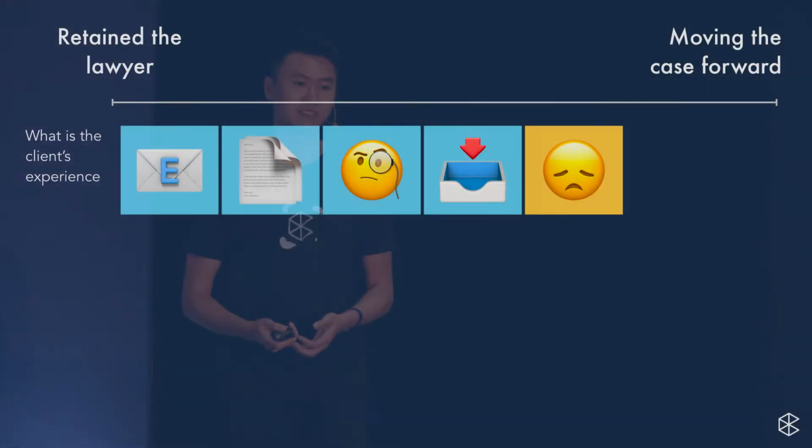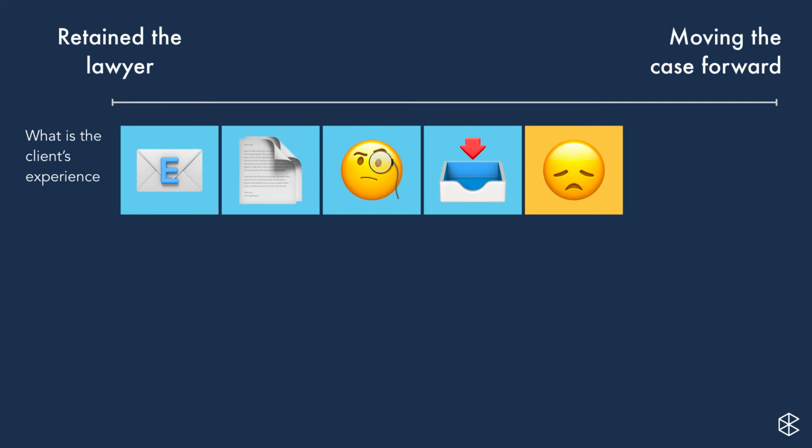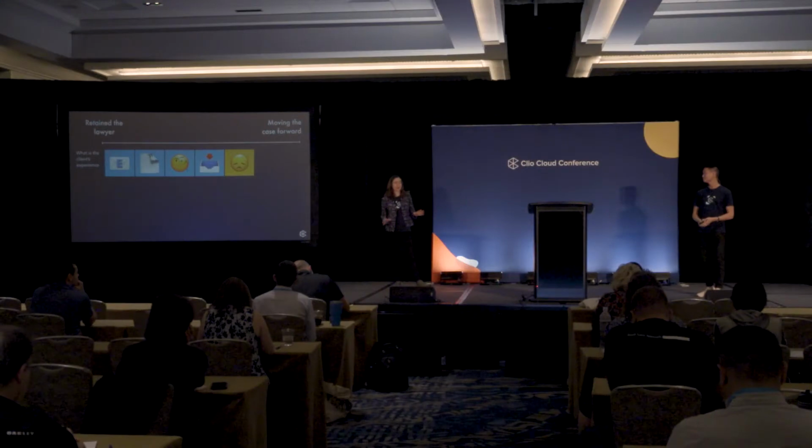So in order for them to figure out where their case is at, they have to dig through sometimes hundreds, thousands, 10,000s of emails to figure out, hey, what did my lawyer ask me to do? And we're going to mark this as our second pain point, where the client is confused about how they should move the case forward. Great, so we found a second pain point.